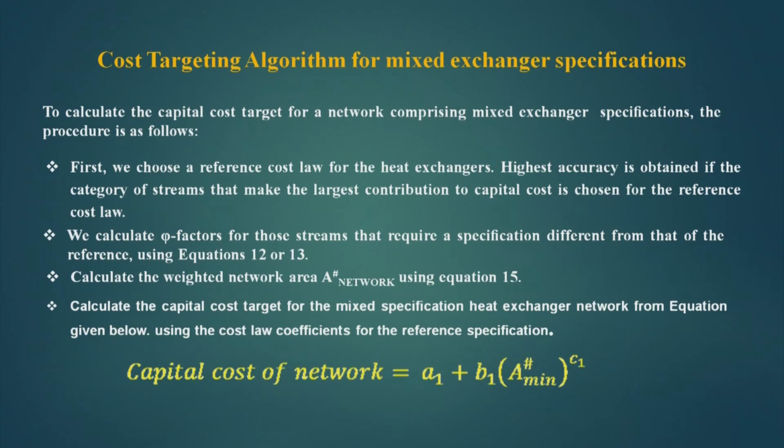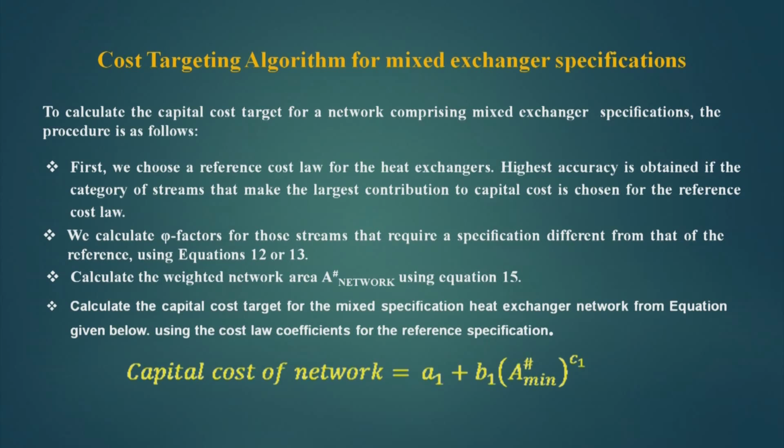Second, we calculate phi factors for those streams that require a specification different from that of the reference, using equation 12 or 13. Then we have to bring out those streams which need specialized materials, and for them we will find out the phi factor, and for others which are near to the reference material, their phi will obviously be 1. Third, calculate the weighted network area A hash network using equation 15.